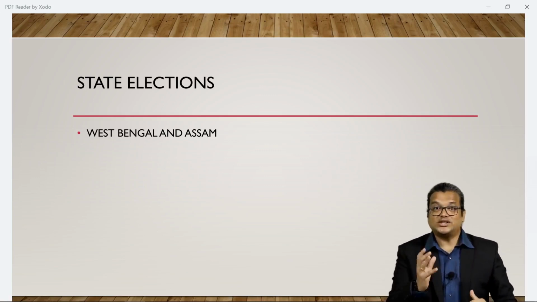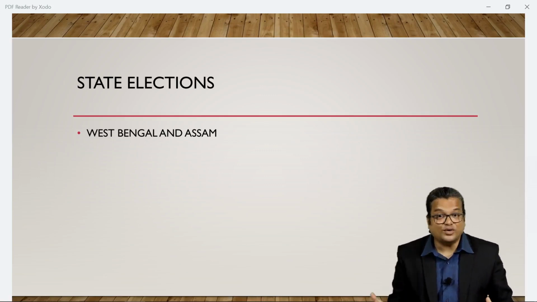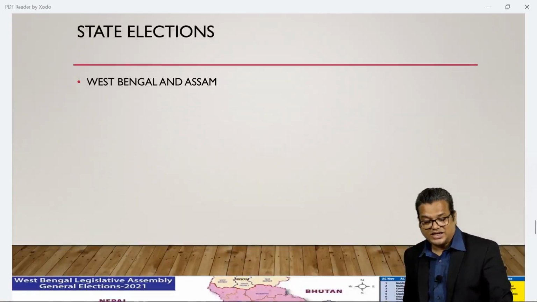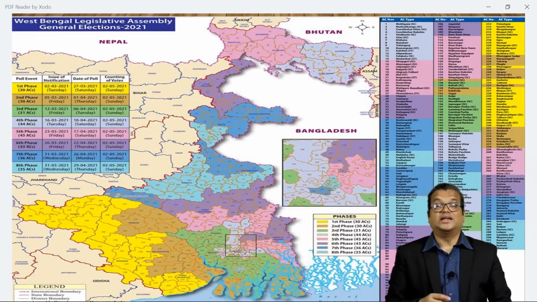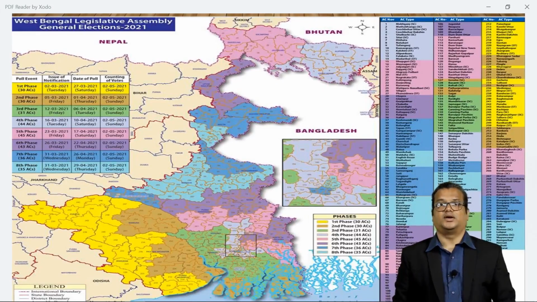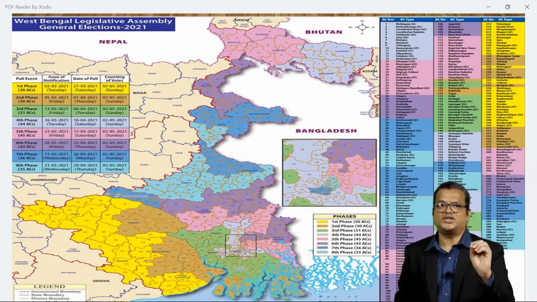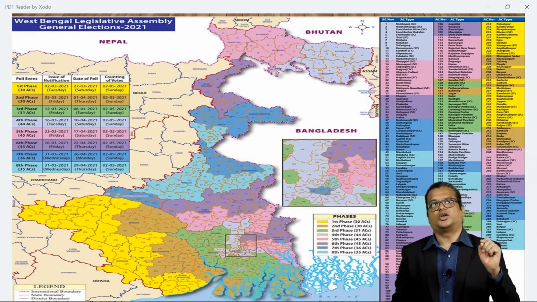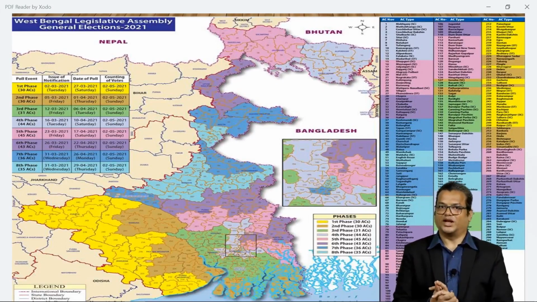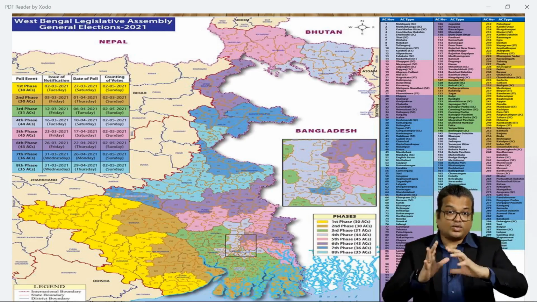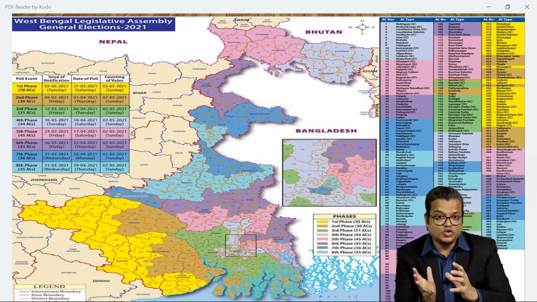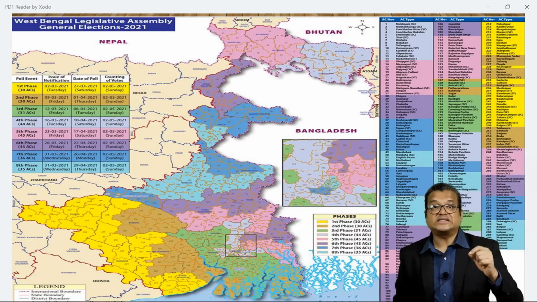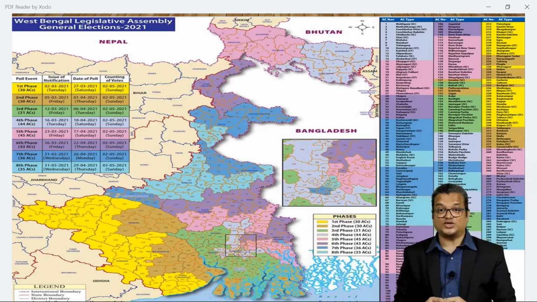And so these are very important from our exam point of view, correct? So let's see. The first we will discuss is West Bengal Legislative Assembly General Elections for the year 2021. Okay, now a lot of things you see on your screen. West Bengal is zoomed in, various assembly constituencies are shown.